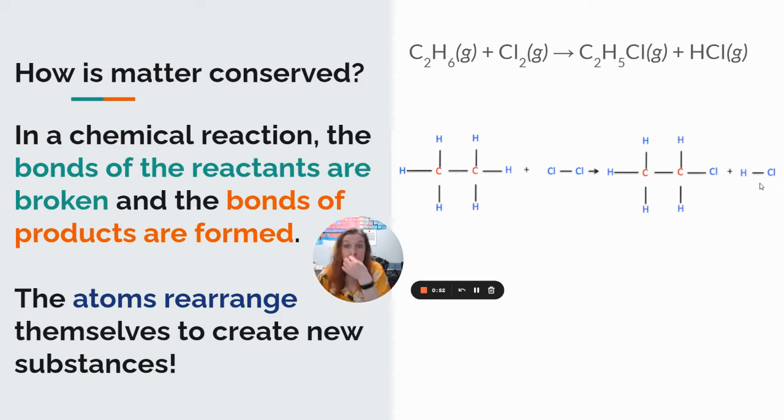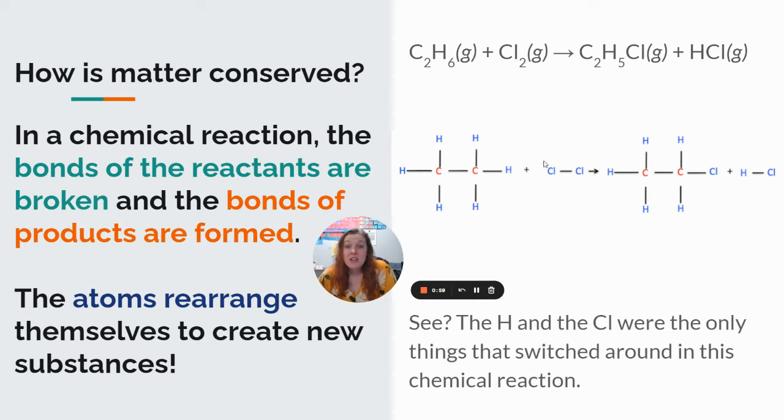We can also see it here without balancing this equation because it's a 1 to 1 to 1 to 1 ratio. See, the H and the Cl have been flip-flopped. These 2 bonds have been broken. So the bond between carbon and hydrogen has been severed, and the bond between chlorine and chlorine has been severed. And then the chlorine and the hydrogen swapped places, and new bonds were reformed.